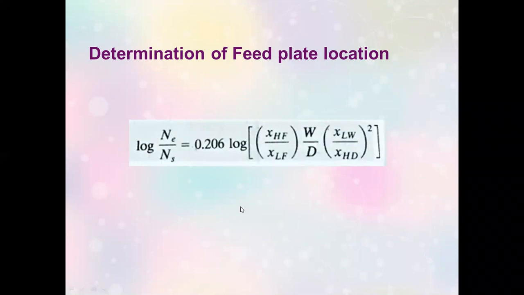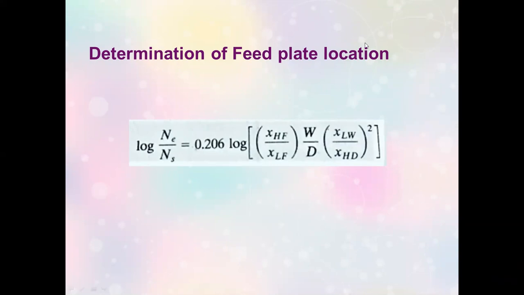You know already the number of stages in the enriching section, which is 10 in my example. The number of stages in the stripping section is 12. So meaning the total number of stages is 22. I'm asking you, or the problem in the board exam is asking you, where is the feed plate located? 10 from the top. Who else has another answer? 11th plate, miss.